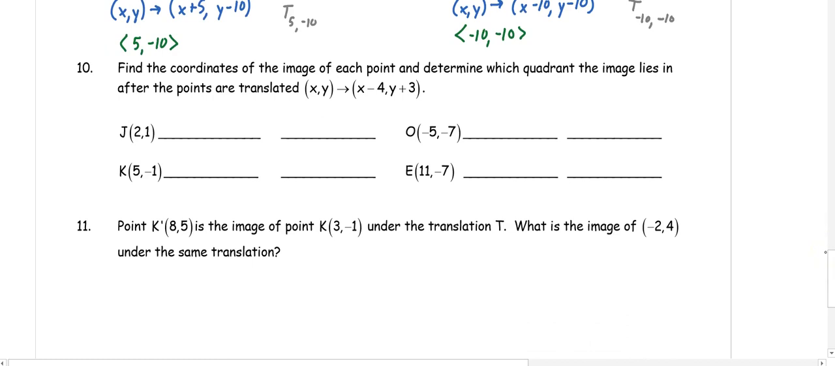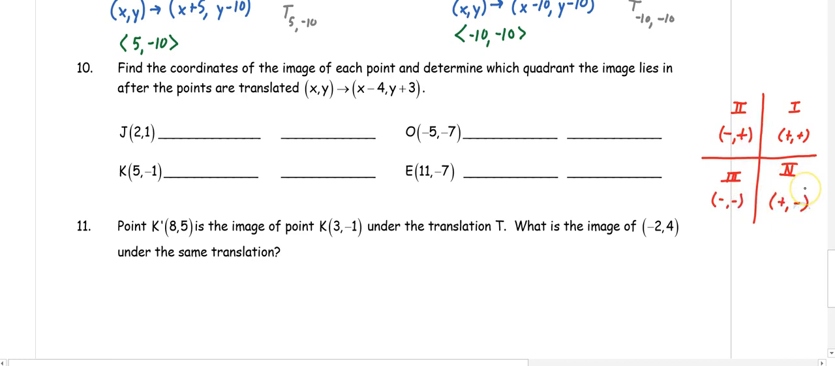Number 10, find the coordinate of the image of each point and determine which quadrant the points lie in. So as a quick review about quadrants, remember that we have 4 quadrants on the coordinate plane. They're numbered counterclockwise. In the first quadrant, both coordinates are positive. In the second quadrant, our x is negative, but our y is positive. In the third, they are both negative. And in the fourth, the x is positive, but the y is negative.